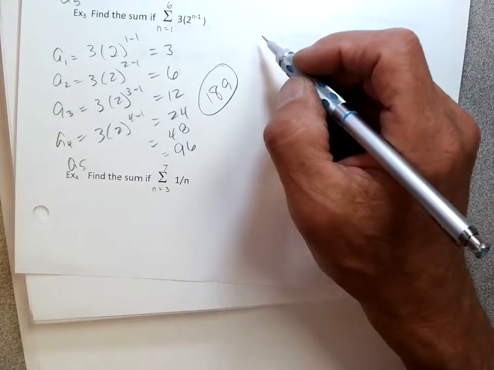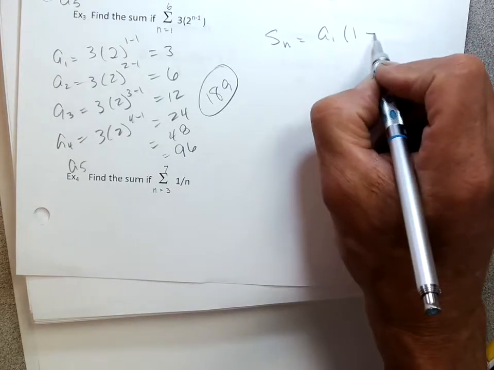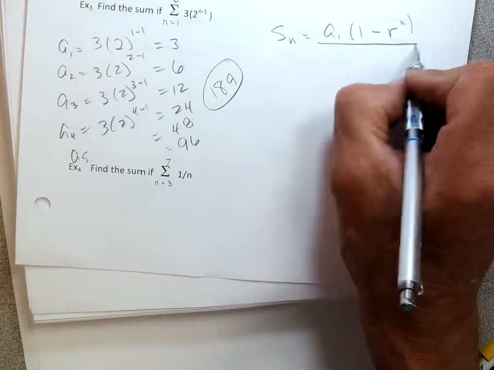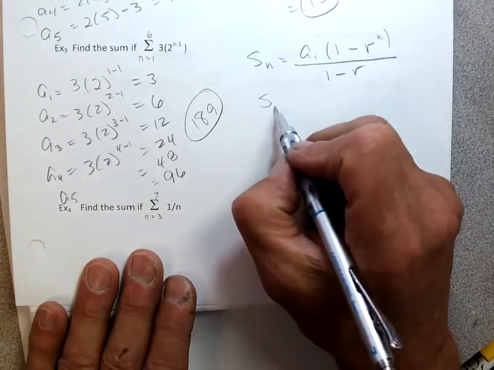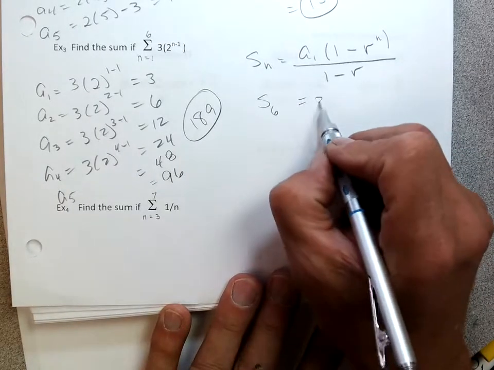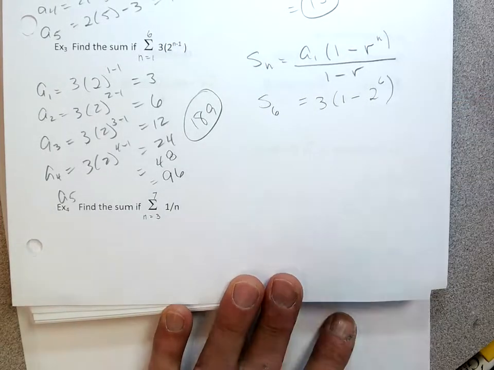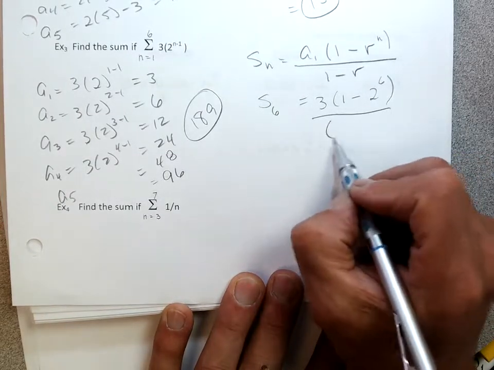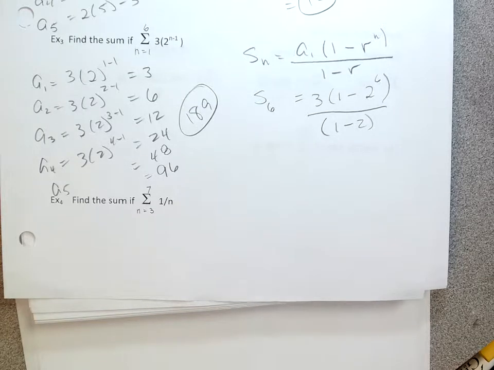Okay, so I'm going to use this formula, which is S of n equals A1 times 1 minus r to the n power, all over 1 minus r. Okay? So I'm going to go S of 6 because I want to find the sum of the first 6 terms. A1 I know is 3. 1 minus the multiplier is 2 to the 6th power because n is 6, all over 1 minus 2. Okay, and if you use your calculator you get the exact same answer.